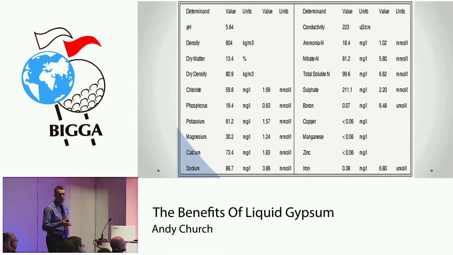And this gives you a snapshot of what's going on in your soil, albeit on a quite microscopic level. So you can see there, he's got the sodium level there of 88.7, and a chloride level of 59.8. This sample was taken 2 or 3 days before an application of GypFlow. Remember the 88 and the 59.